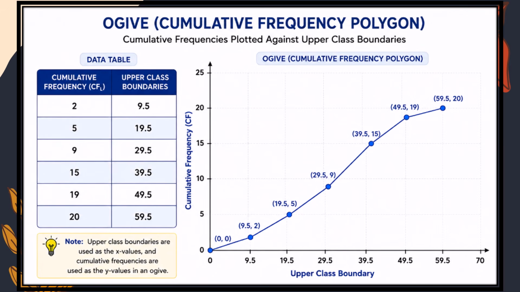So if we plot the points for the given, we have the x, that is the upper class boundaries, and our y, that is the cumulative frequency. So 9.5 and then 2. 19.5 and 5. 29.5 and then 9. 39.5, that is 15. 49.5, that is 19, and then 59.5, that is 20. Afterwards, let us connect the points. So this is the upper class boundaries, that is the X value, and then the cumulative frequency, that is the Y value.